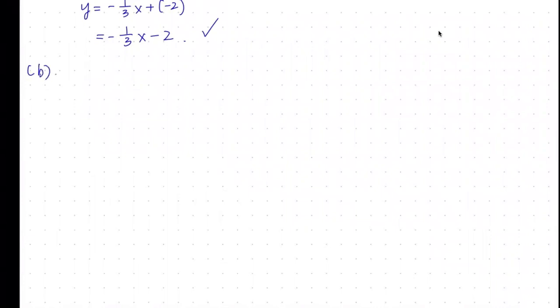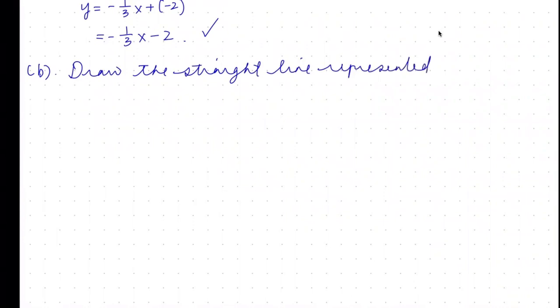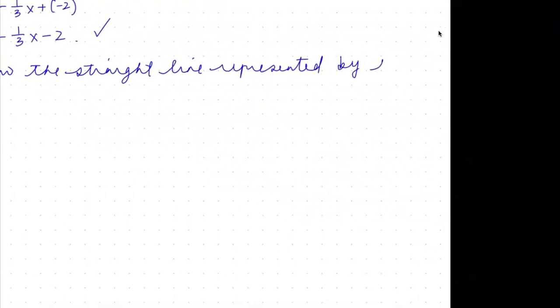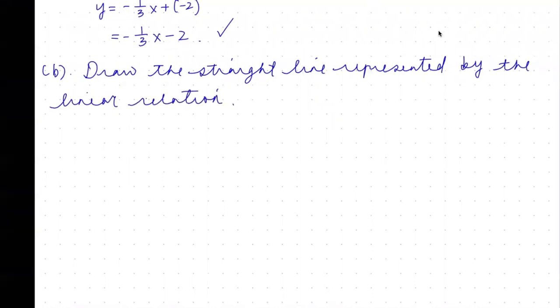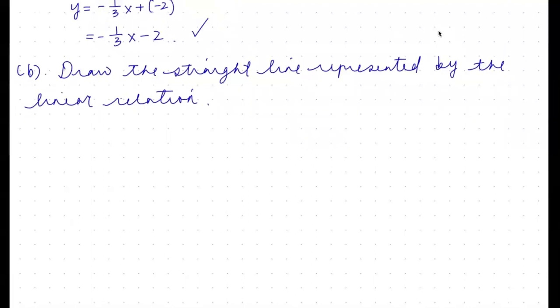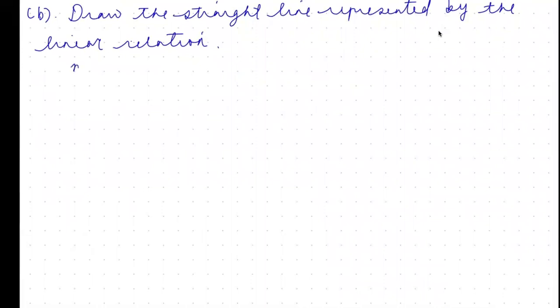Let's say the question is asking you to draw the straight line represented by the linear relation. Again, we have these two pieces of information. These didn't change. M is equal to -1/3, and B, the y-intercept, is 0, -2.